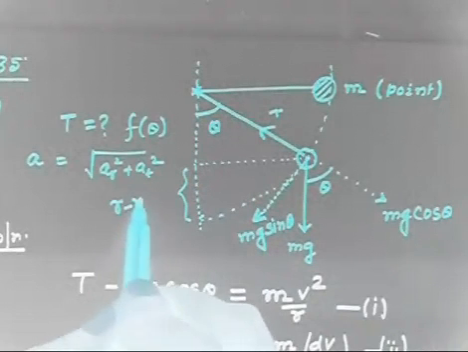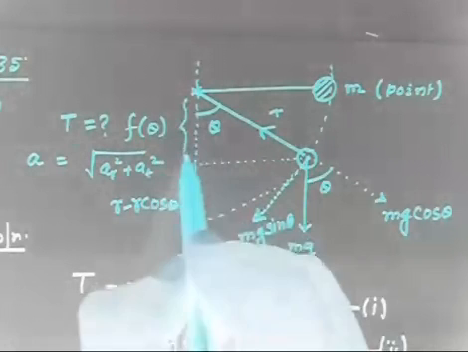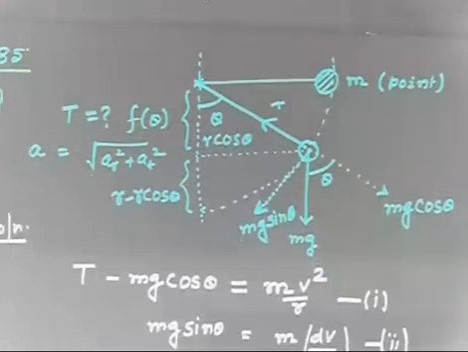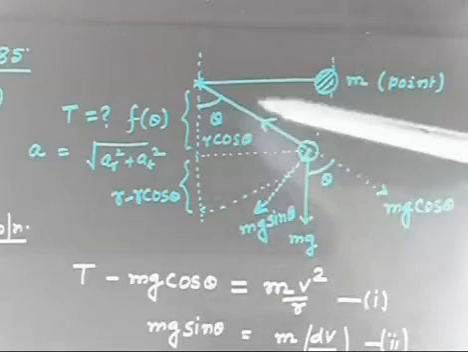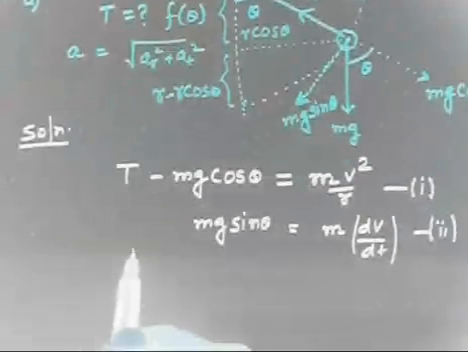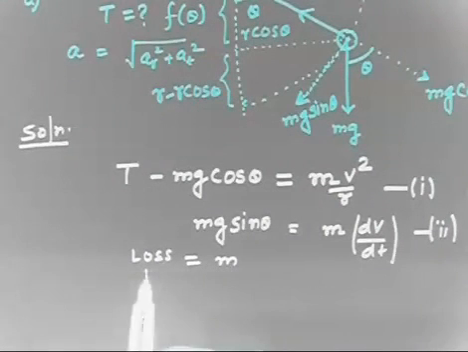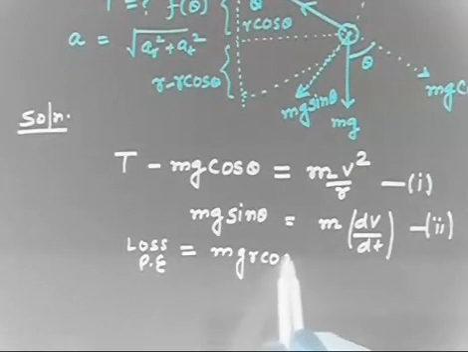So this height is r minus r cos theta. This height is what? This height is r cos theta. Are you getting? So what is the loss in potential energy? Loss in potential energy is mgh, that is mgr cos theta.